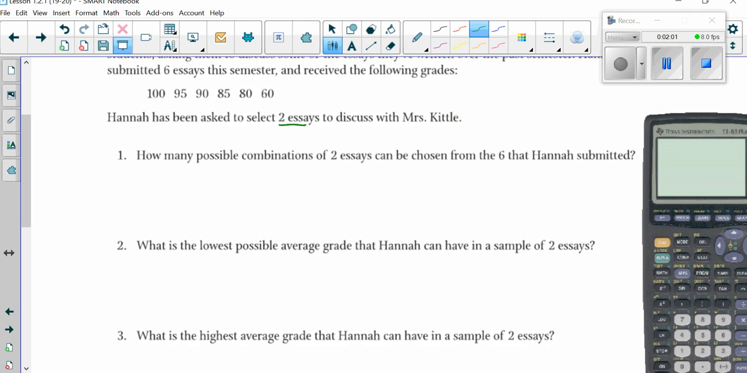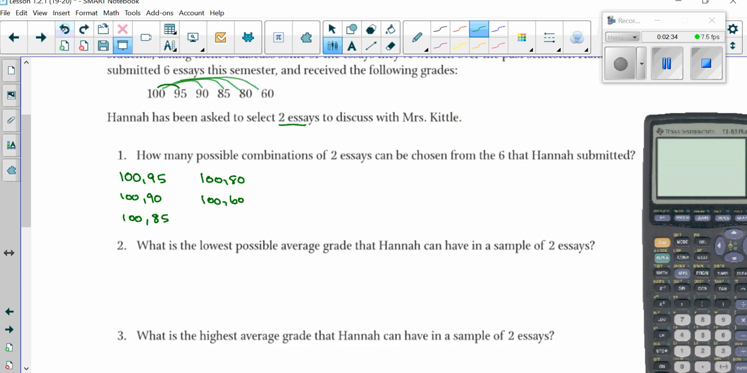So in order to figure this out, listing them out is probably the easiest way. So if she's talking about two essays, she could pick 100 and she could pick 95. She could pick 100 and she could pick 90. She could pick 100 and 85. She could pick 100 and 80. She could pick 100 and 60. Okay, so notice all I did was I paired these two, then I paired these two, then these two, then these two, and then these two.